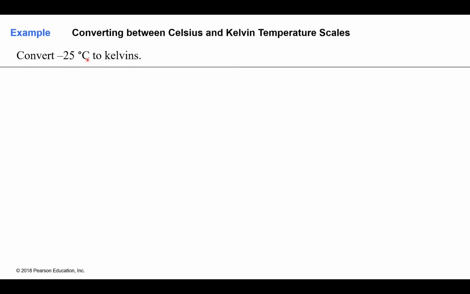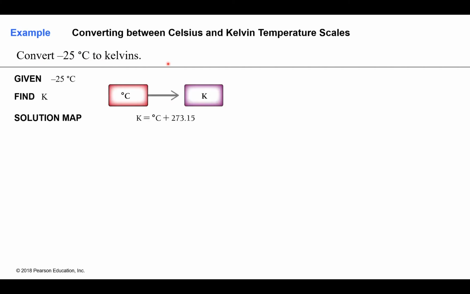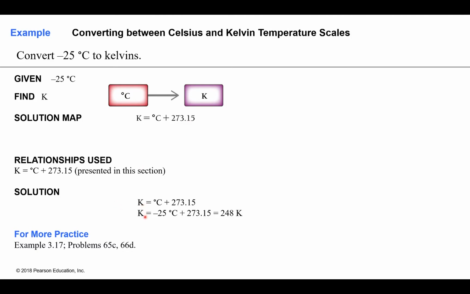Convert negative 25 degrees Celsius to Kelvin. I'm given negative 25 degrees. I want to convert it to Kelvin. So I want to go from Celsius to Kelvin. I'm going to use the following equality. So Kelvin is going to be negative 25 degrees Celsius plus 273.15 equals 248 K. You've got some more practice problems you can work with.